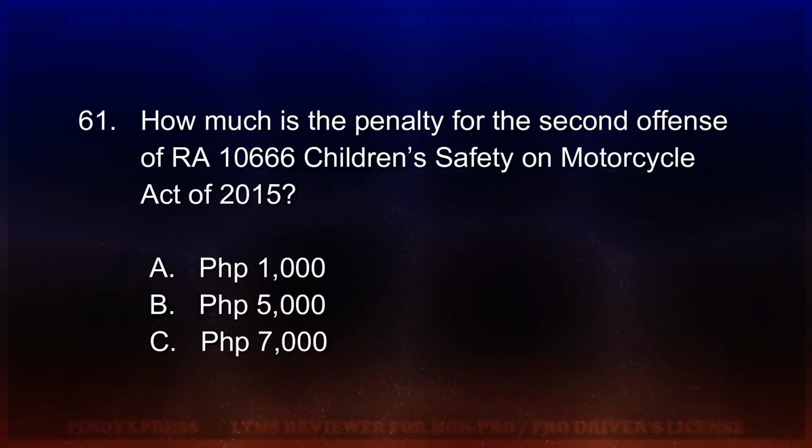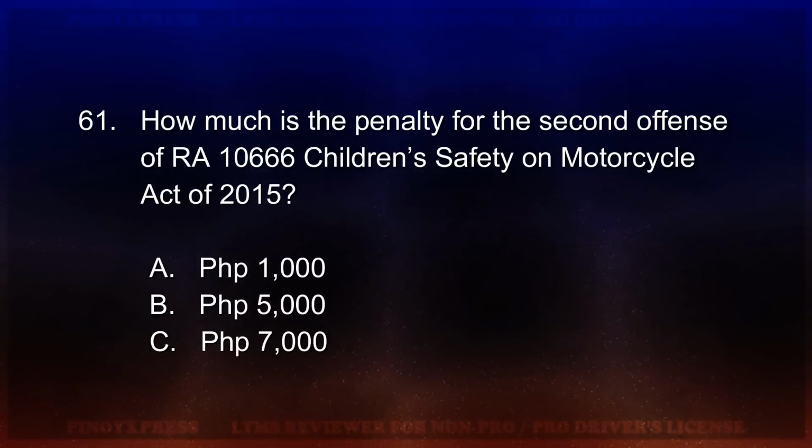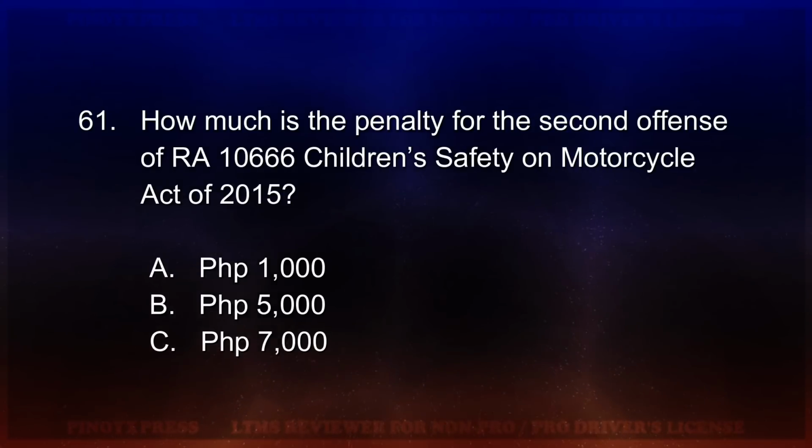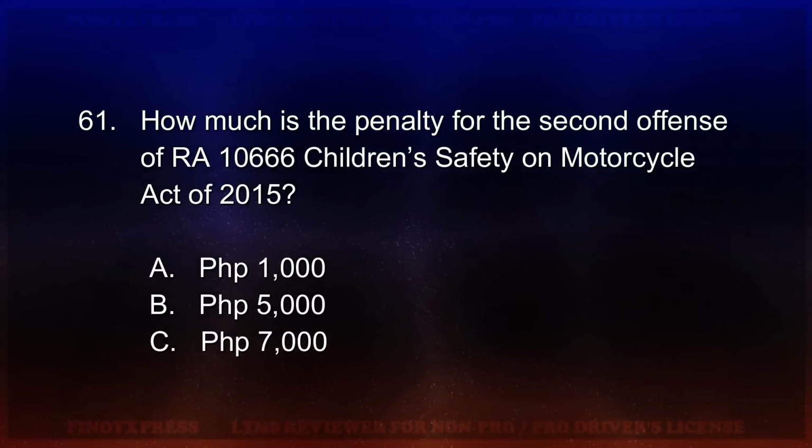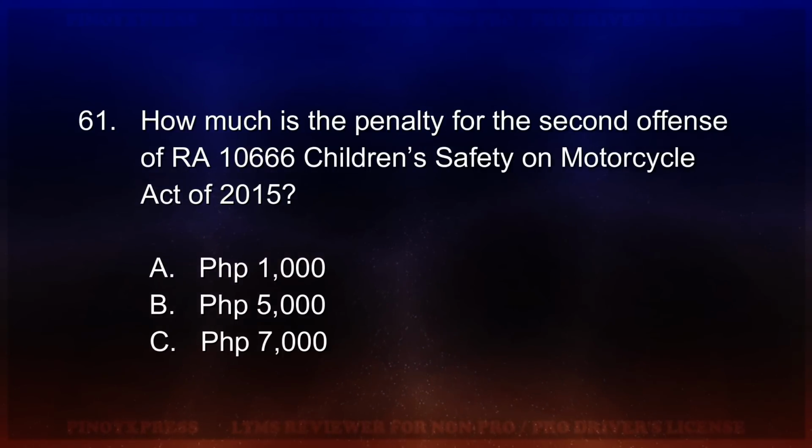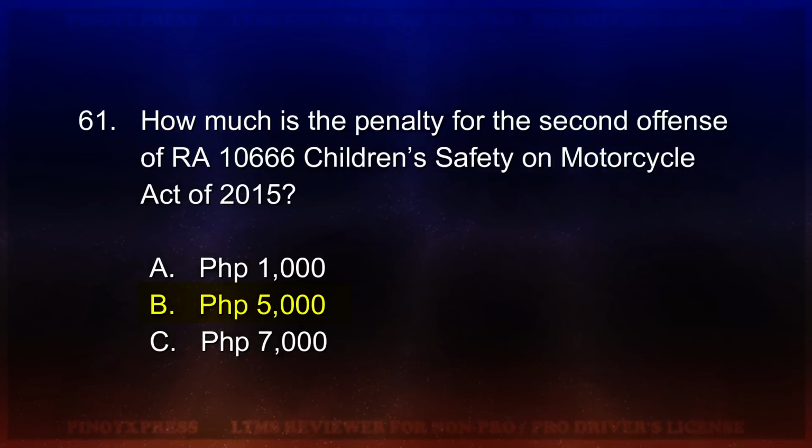How much is the penalty for the second offense of RA 10666 Children's Safety on Motorcycle Act of 2015? A. PHP 1000. B. PHP 5000. C. PHP 7000. The correct answer is letter B.